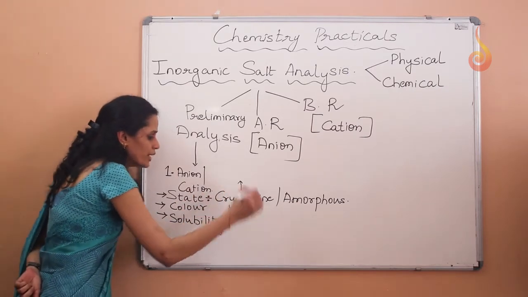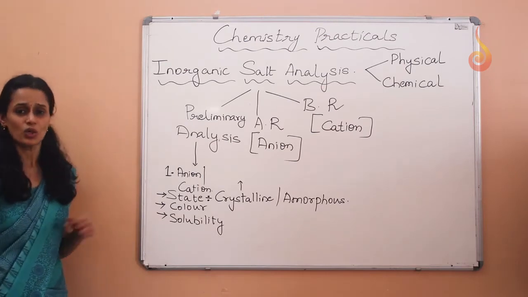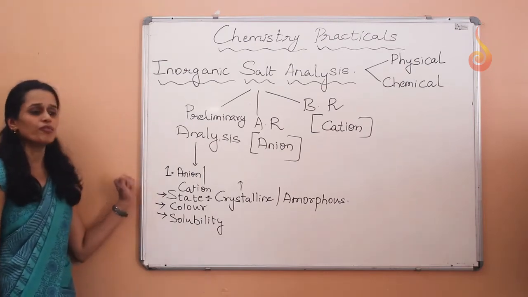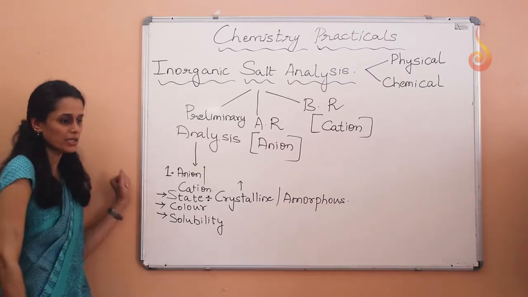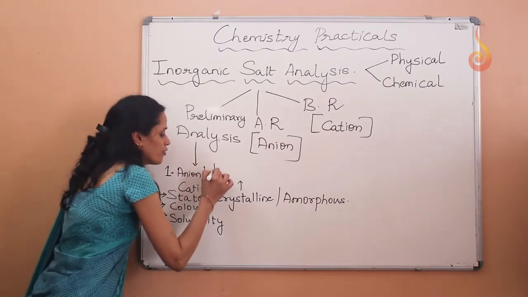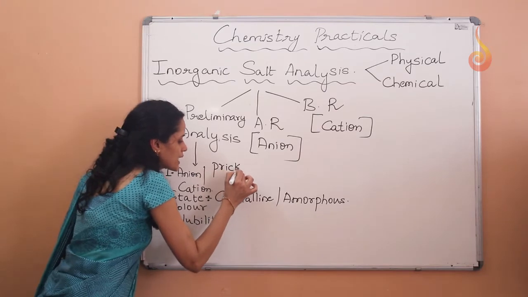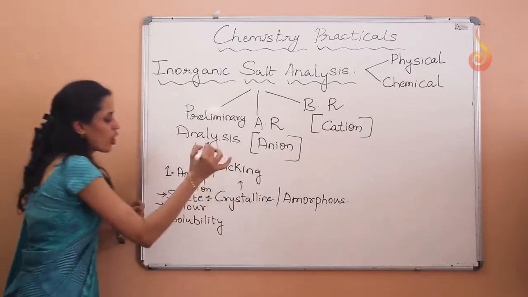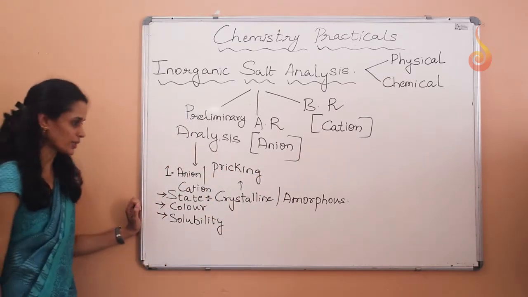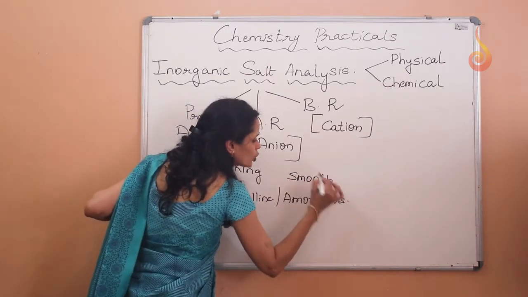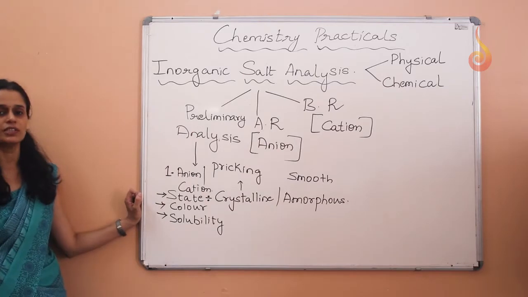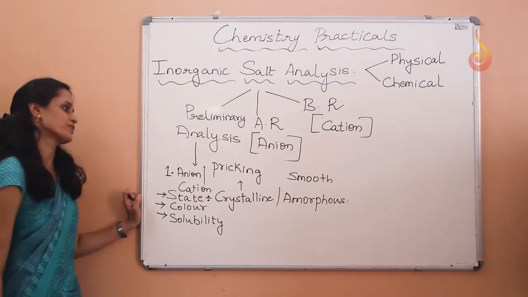Now, to do the state test, we always do one thing. We take a certain amount of salt on our hand and rub it. If we feel a pricking sensation, then it's always a crystalline salt. If the salt has a very smooth texture, then it is always considered an amorphous salt.